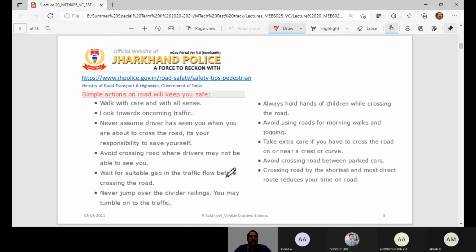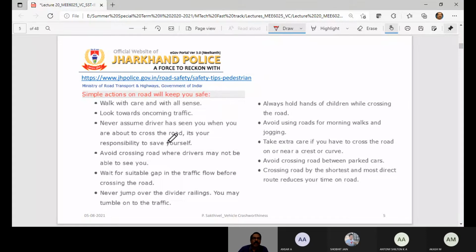See, there are some actions on the road that will keep you safe. What are those? Walk with care with all senses. We should be very conscious when we are on the road. Look towards oncoming traffic. Never assume the driver has seen you when you are about to cross the road. It's your responsibility to save yourself. What is this slide and this pedestrian safety that we talk about? Though our course is all about vehicle crashworthiness, we have this important module: as a non-occupant of a passenger car, when you are on the road, what all measures or safety we need to follow is what this module is all about.